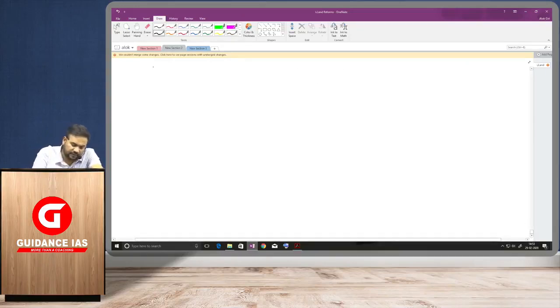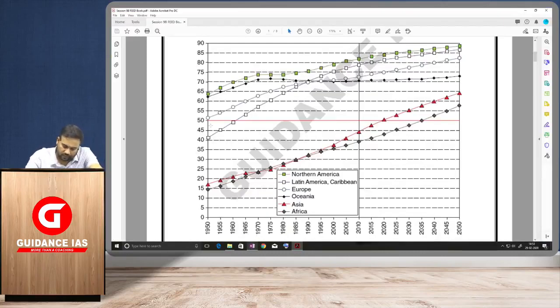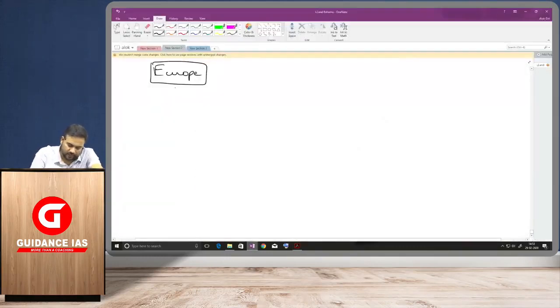Now let us look at European. Europe. So very clearly you can see Europe's urbanization level was low. It was how much? 51% in 1950. So here you see, 1950, it was 51%.